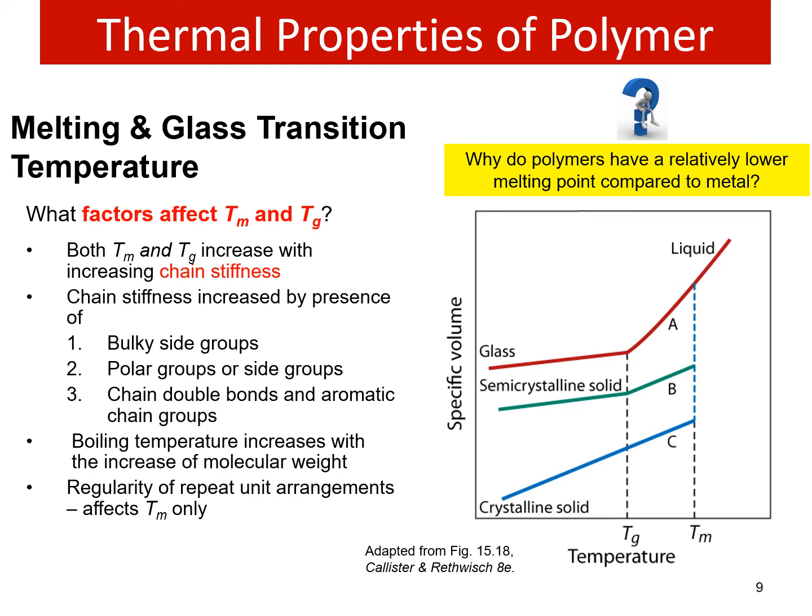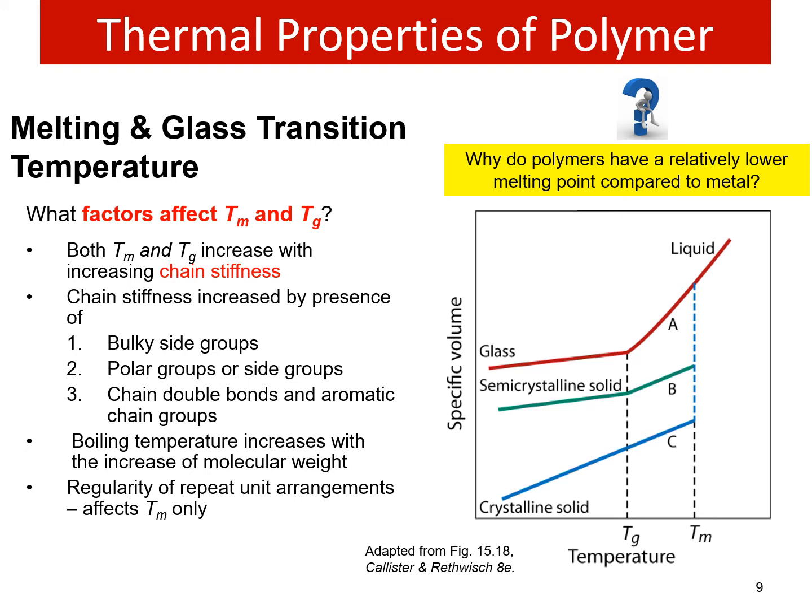The two important thermal properties when we want to characterize polymer materials are the melting temperature and the glass transition temperature. Now that you are aware that polymers can be either fully crystalline, which is very uncommon, or semicrystalline, like the one in this green plot, or fully amorphous or non-crystalline material, like the one plotted in this red line and labeled as A, the semicrystalline labeled as B, and the fully crystalline labeled as C.